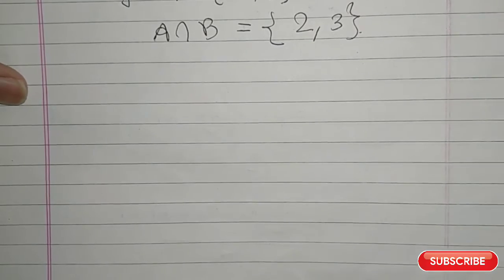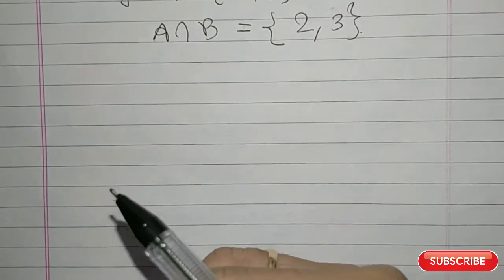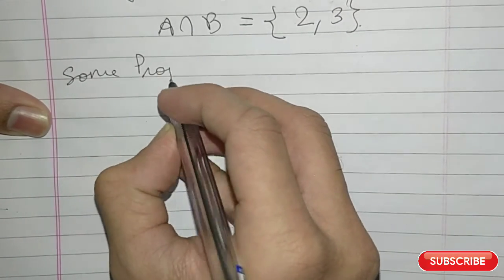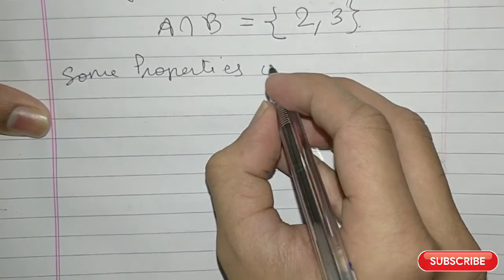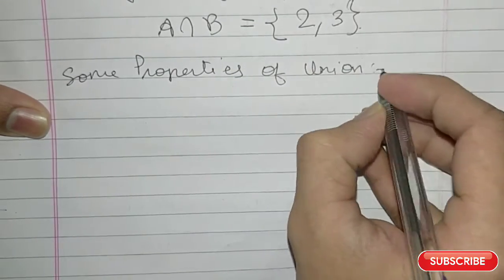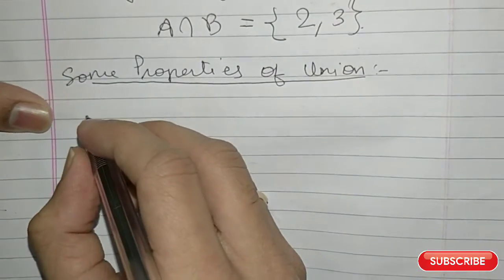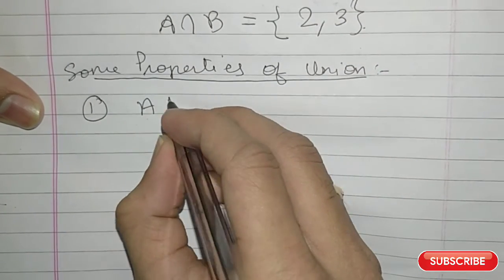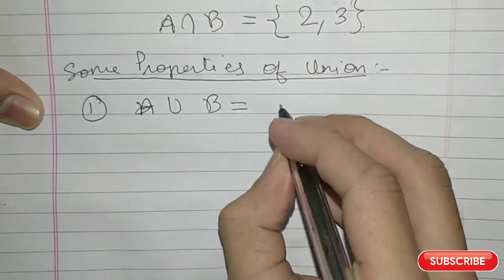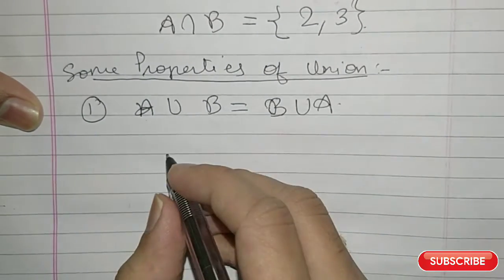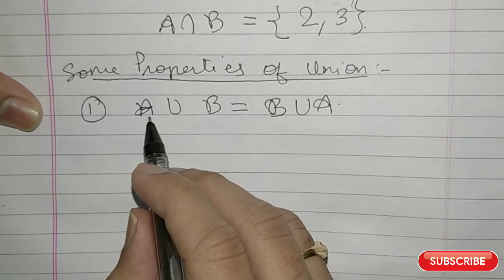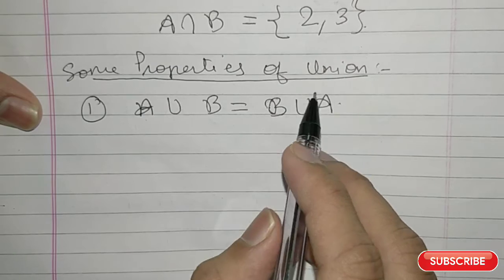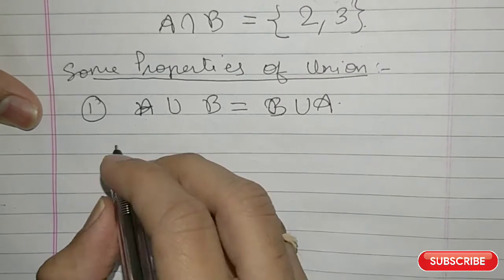Now we'll look at some properties of the union and the intersection. First we'll look at some properties of union. For example, the first property is A union B is equal to B union A. So what you get here is the order of the sets is not important, right? A union B is equal to B union A. So you can take union in any order. So this is the first property.